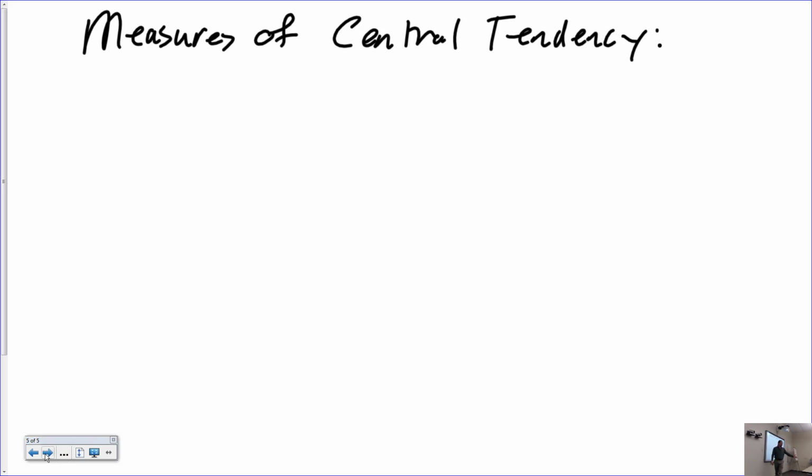Measures of central tendency, said in a very snooty tone of voice. This is just the title of this section, okay? One of the standard measures of central tendency that we work with is the mean. What's the mean, folks? What's another name for it? Average.